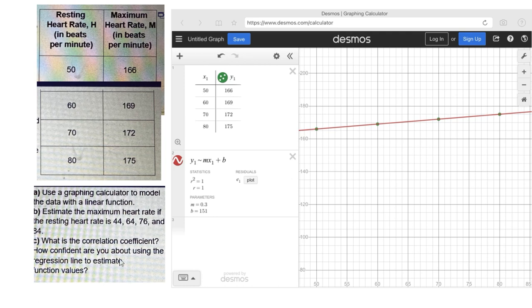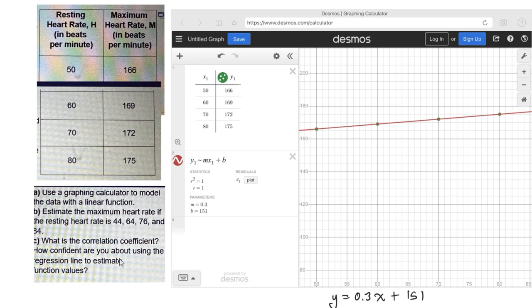So they also give us the slope and the y-intercept. So my equation is y is equal to 0.3x plus 151. So that would be my equation of the linear function. Then they say estimate the maximum heart rate at 44, 64, 76.